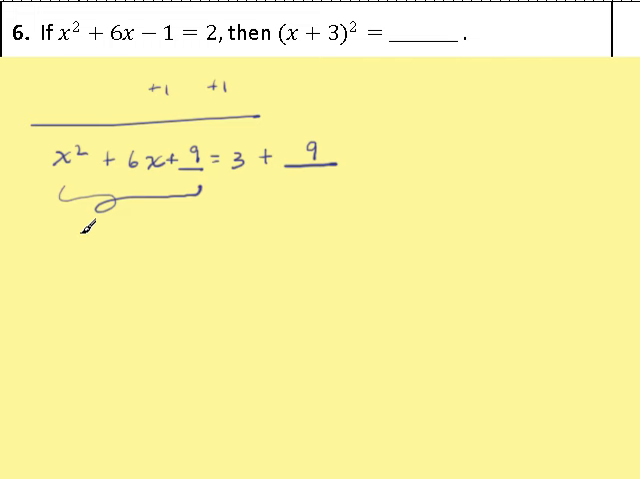Here's our perfect square. And factor that as a perfect square, so that would be an x. Square root of 9 is 3, goes here, and everything is positive. And then on the right we have 12. So that's what we were looking for, this number 12. All right, so we see that x plus 3 squared is equal to 12. So that's our solution, just the number 12.